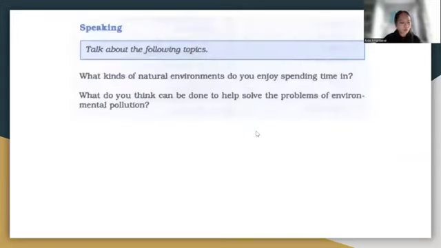And since we have not much time left, I want to take a look at these two questions for speaking. So the first one is, what kinds of natural environments do you enjoy spending time in? So let's answer this one by one. First, Sivara.